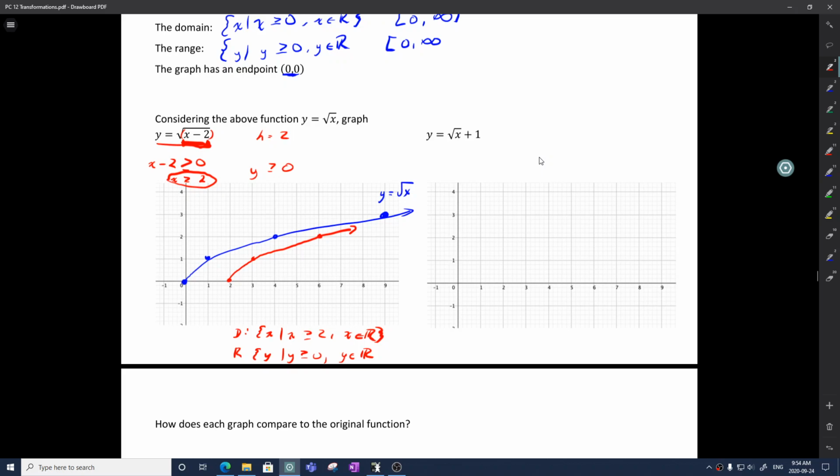Now let's focus our attention on the next one. Where do you think we're going to start off? And in fact, we're going to start off with y is equal to the square root of x. So I'm going to graph that. Let us graph. There is my function.